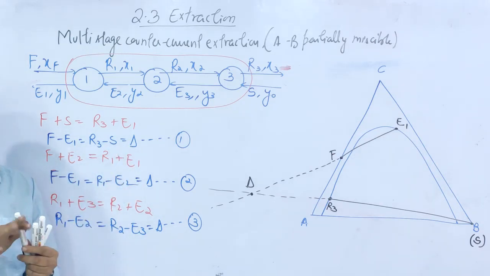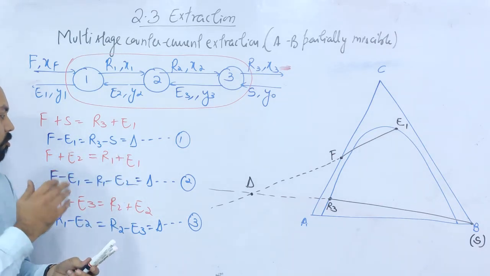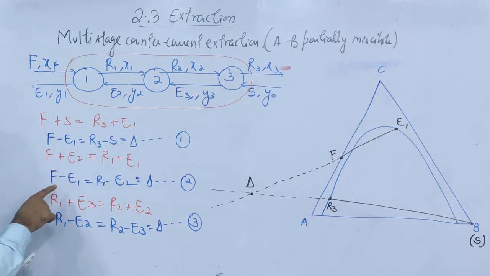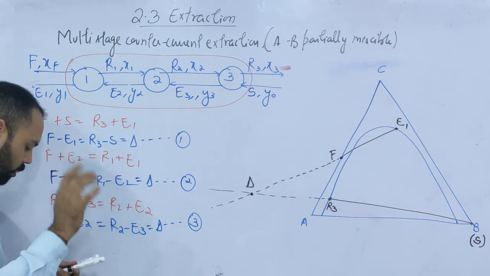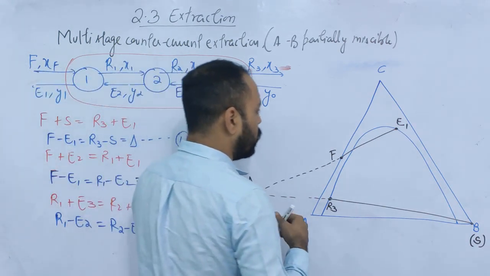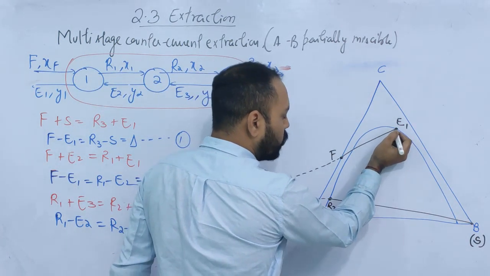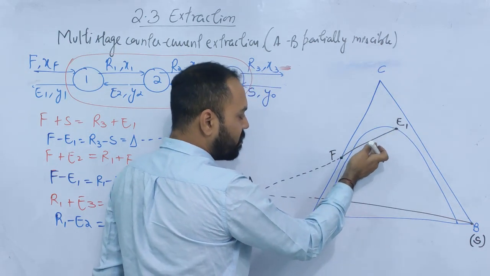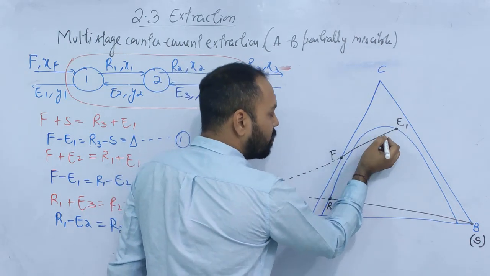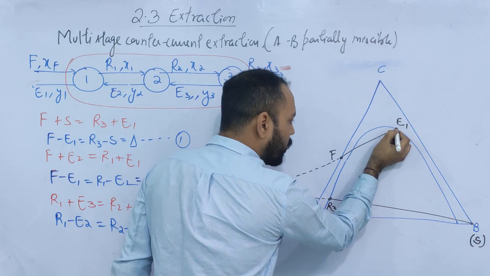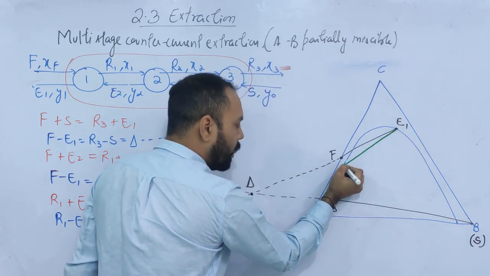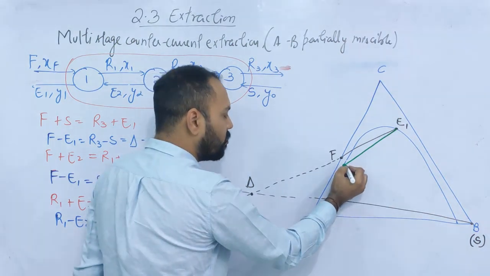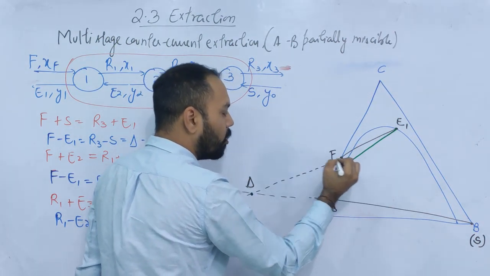Now I have made complete use of the first equation. Go for the second equation. What it says? F minus E1 I have already used. R1 minus E2. Okay, let me make one more point here. This is extract composition, and please do not think that this is the tie line. This is not the tie line. This is extract composition, and definitely there must be a tie line from here. You are not going to draw the tie line. Tie lines are already there. So what is this point? This point must be R1.